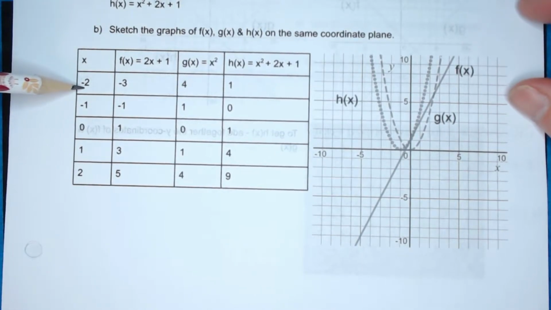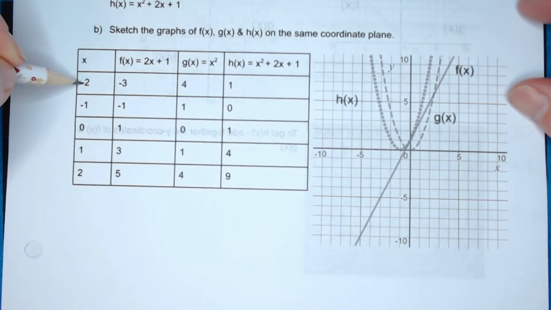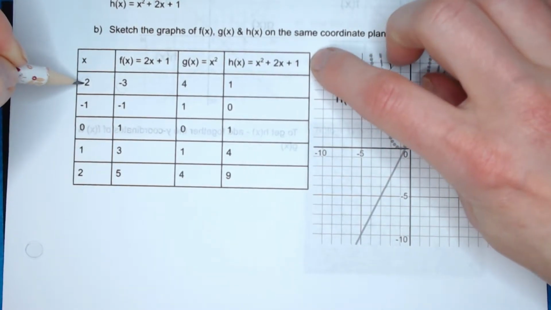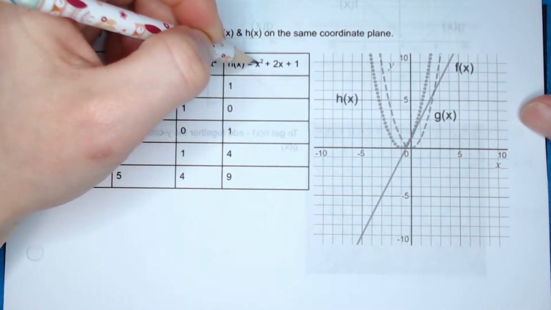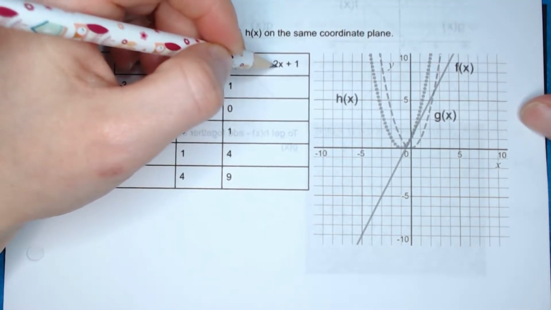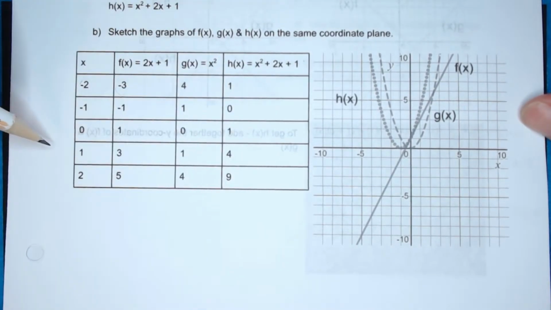When x equals -2, y equals -3. When x equals -2, g of x is x squared, which is 4. And then in h of x, it's a very similar thing. -2 plugged in would give us 4, plus -4, plus 1, which is positive 1. So you can just create this small table of values and then draw your three graphs.